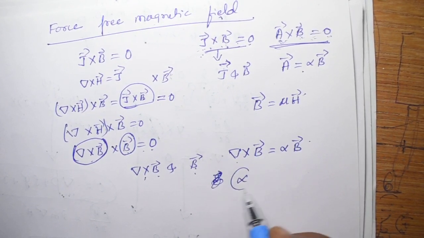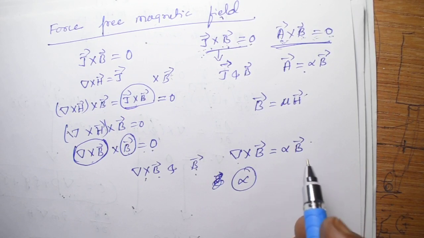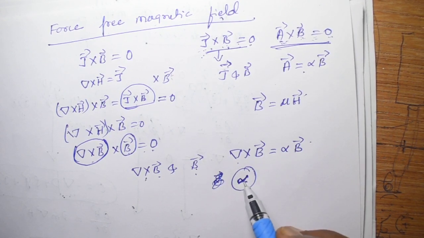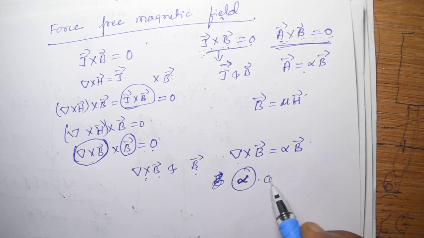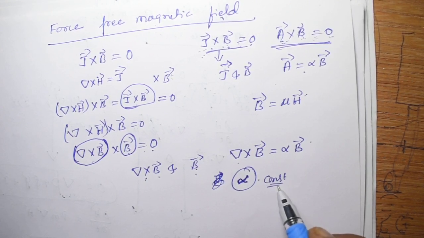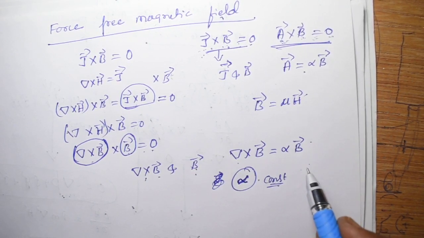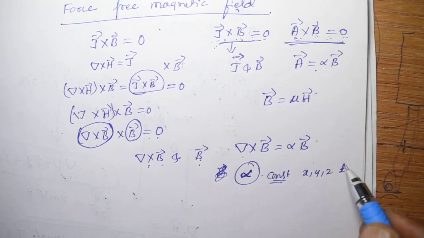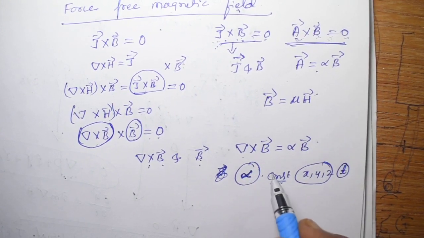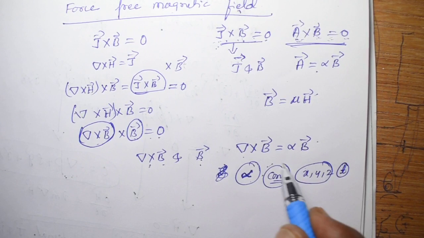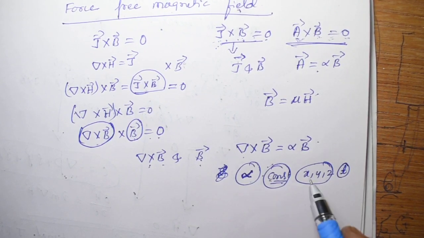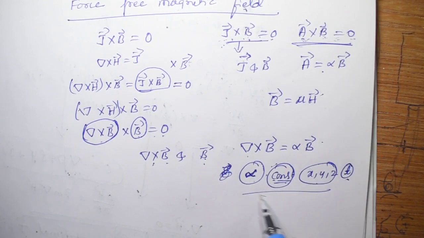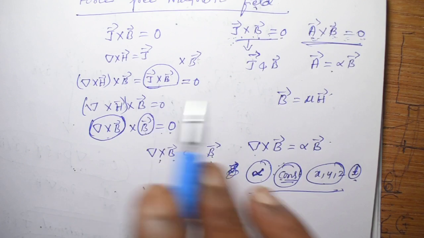This proportionality constant alpha is either purely a constant, or, if it is not constant, it must be a function of both position and time. Position means x, y, z, and time means t. So now we are going to derive the basic equations for the force free magnetic field.